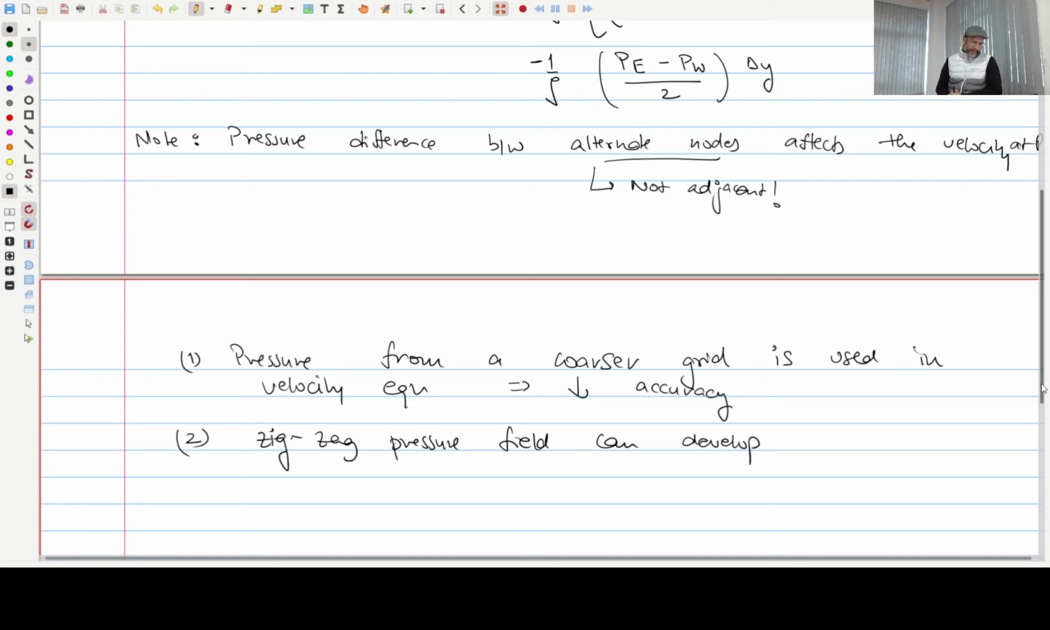But there is another bigger issue here, and that is that this method that we are using with this grid can actually result in a very wavy pressure field, or a zigzag pressure field, so to say. I'll give you an example, and then we can understand better from there.